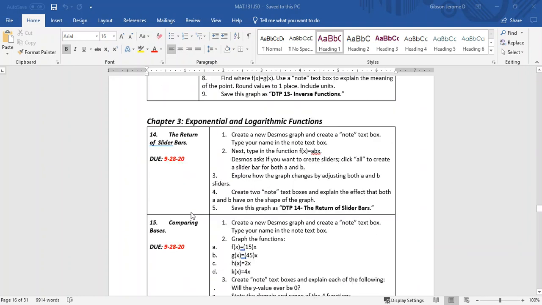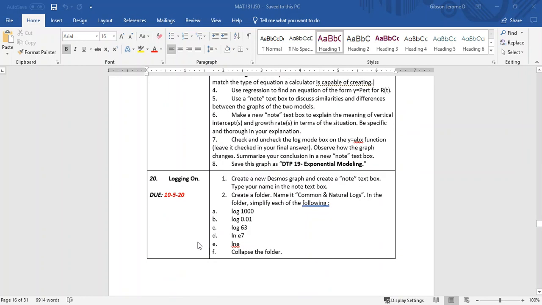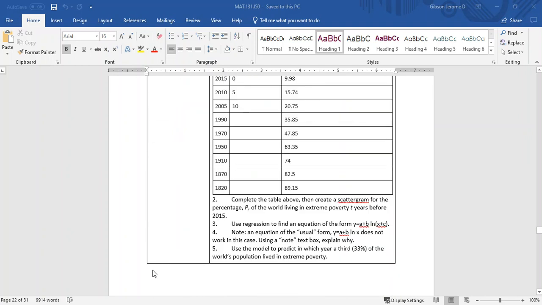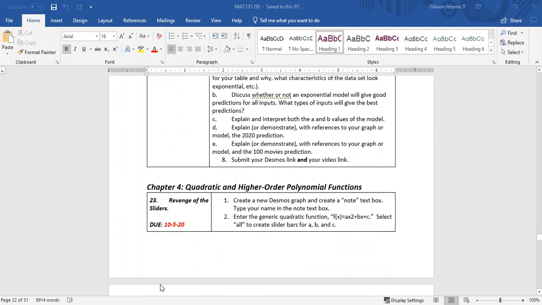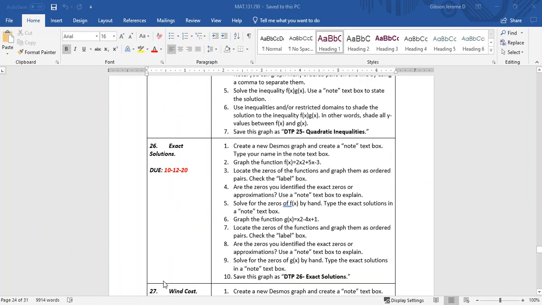There are a total of 32 projects that you will have to turn in. Some of them are very short. Some of them are a little lengthy, but mainly they are manageable. So you should be able to complete all 32 of them. And I have the due dates here.